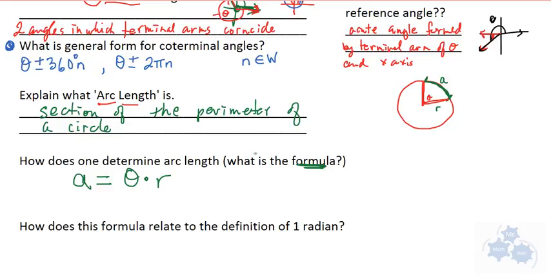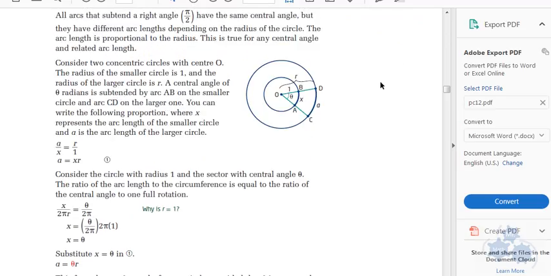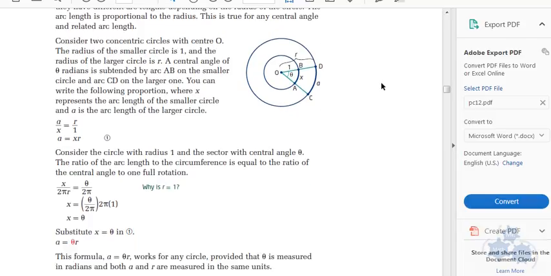Arc length. Okay, so here's the page in the textbook that talks about arc length of a circle. And it does say at the bottom, this formula, A equals theta r, works for any circle, provided that theta is measured in radians. And both the arc length and the radius are in the same units.